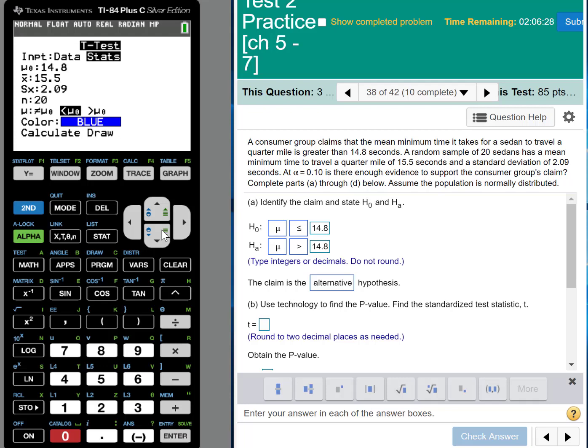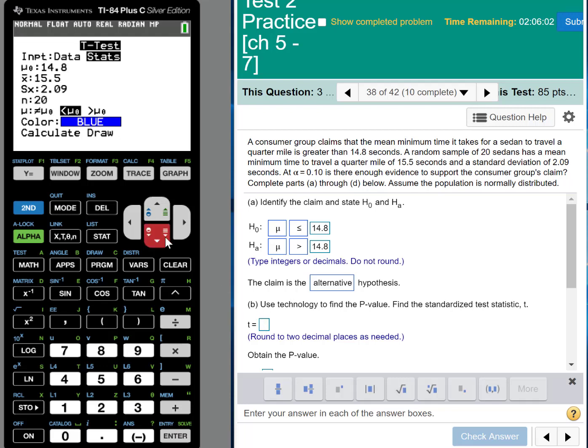If he asks you if you can support the claim, make sure that your claim is in the alternative. If you had it in the null, that means you made a mistake. You have to identify the alternative as the claim. Because when the claim is in the alternative, we ask whether we can support the claim or not. And when the claim is in the null hypothesis, we ask whether we can reject the claim or not.